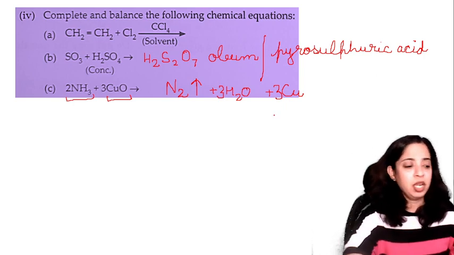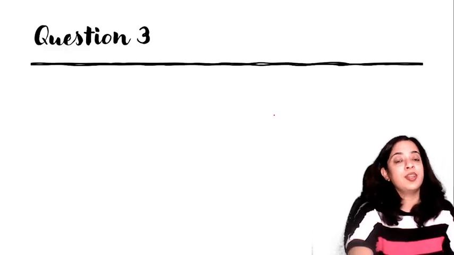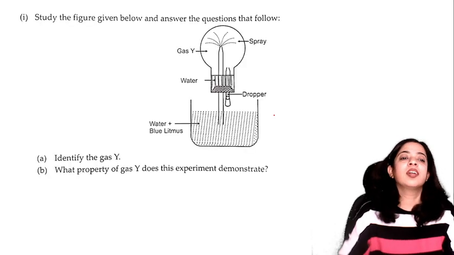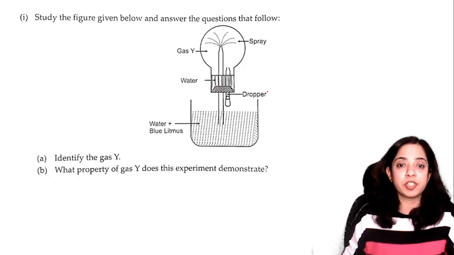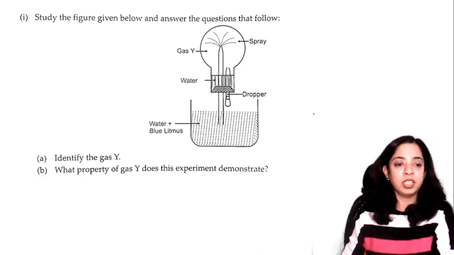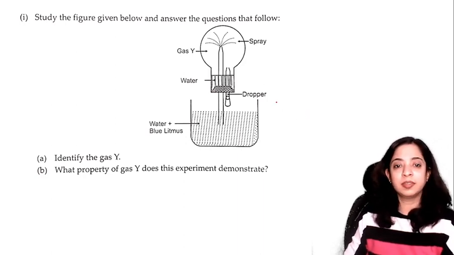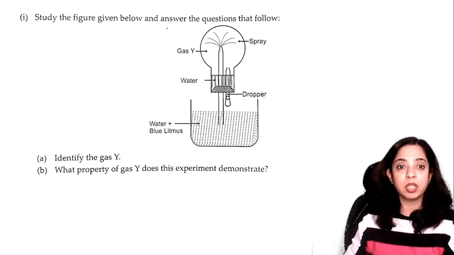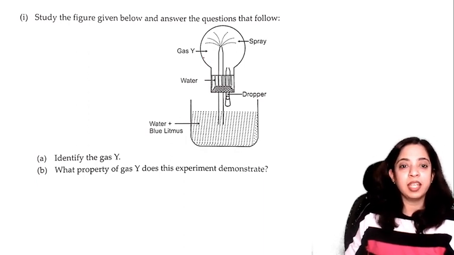Okay. Let's move on to the next question. Question number 3. Study the figure given below and answer the questions that follow. So from the diagram you now know what it is, right? Fountain experiment. So first question is identify the gas Y. Okay, what gas will come out and then it will react.